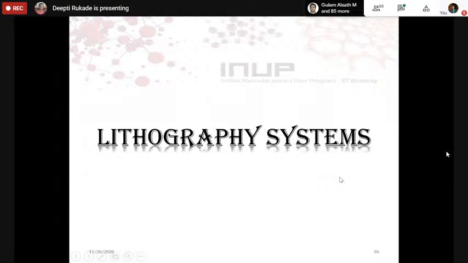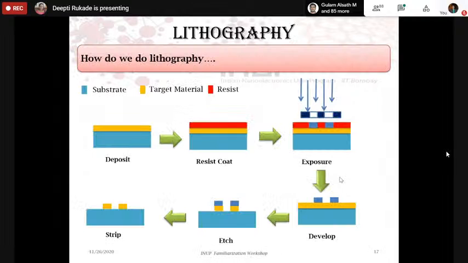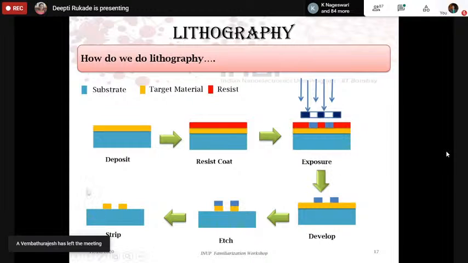Now moving to lithography system. How do we do lithography? We have tried to explain in a very nice, very simple way here. So this is what you have: a substrate, the first image that you can see, a substrate and a material. This is what you want, a patterned material onto the substrate. What we do is we coat the material with a resist, which is also called a photoresist, and then we expose it to UV light. After exposure, you develop it.